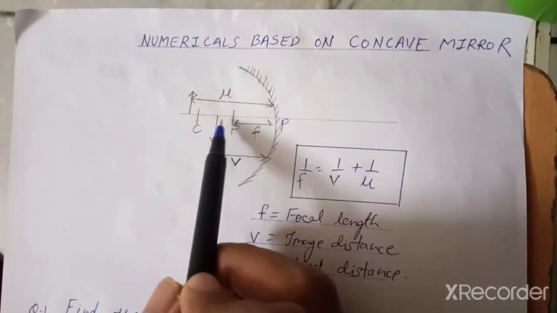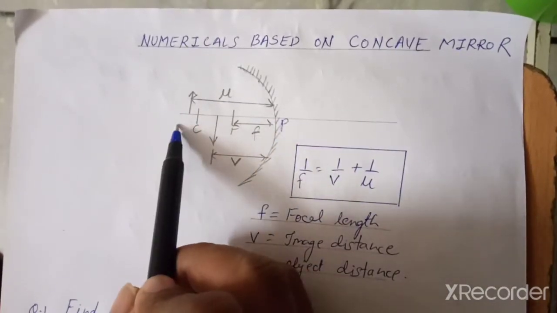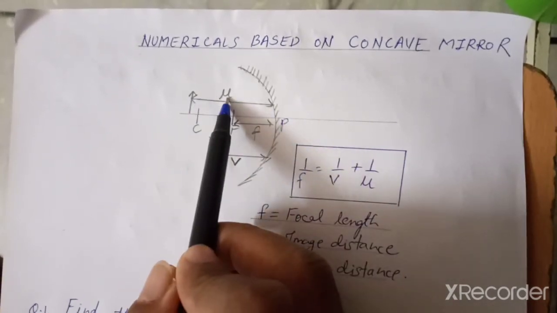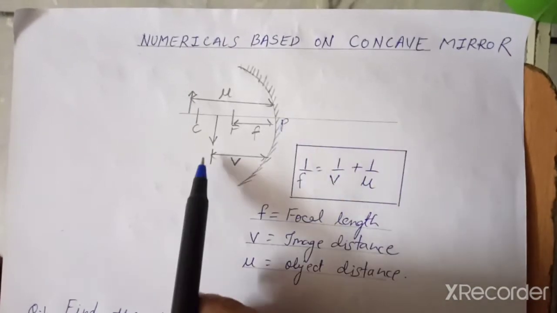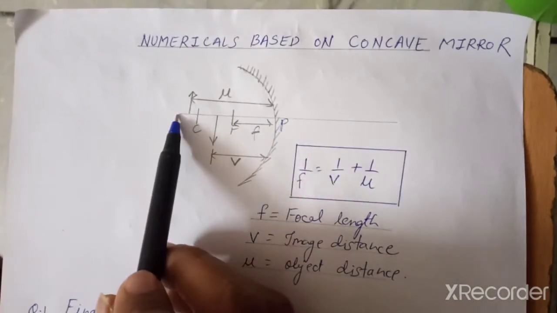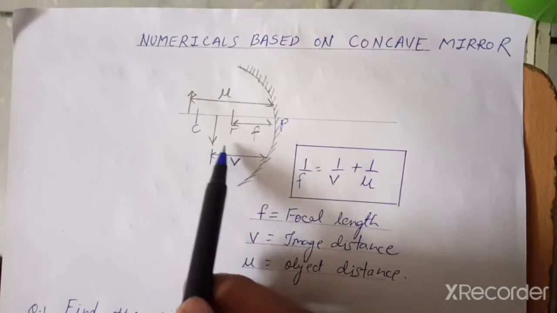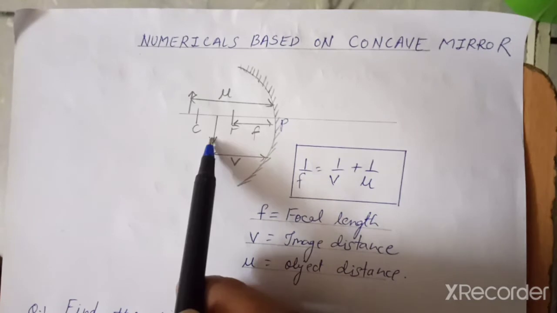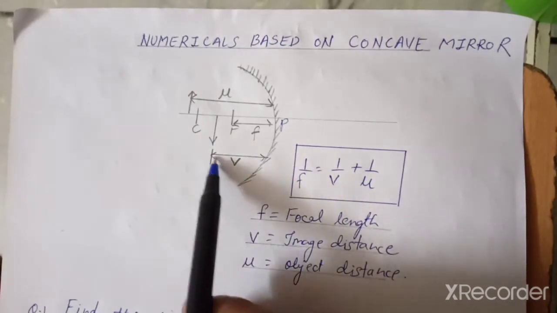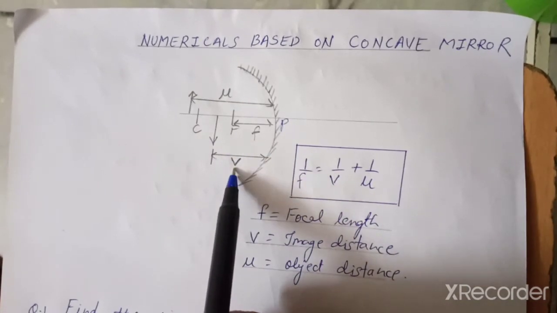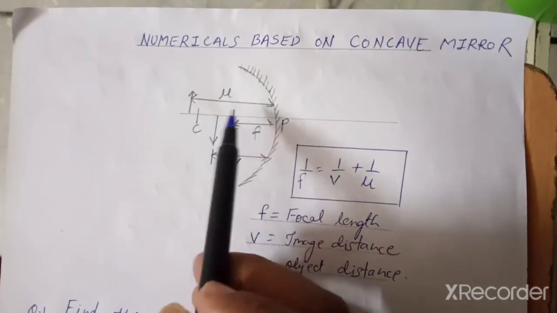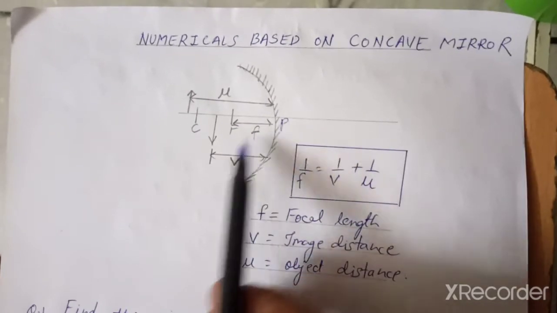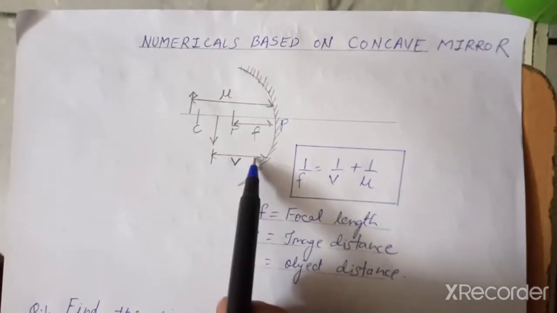The object is kept, suppose beyond C. The distance of this object from the mirror is denoted by U, the object distance. When the object is beyond C, the image forms between F and C. The distance between the image and the mirror is represented by V, the image distance. So U is the object distance, F is the focal length and V is the image distance from the mirror.